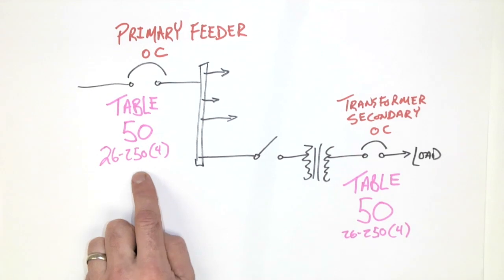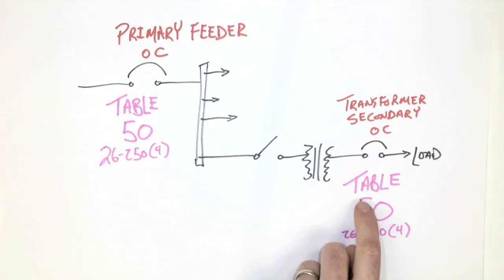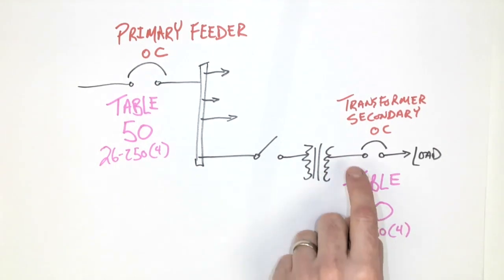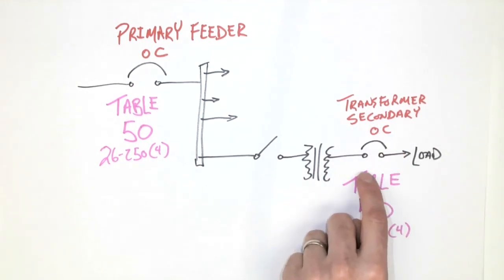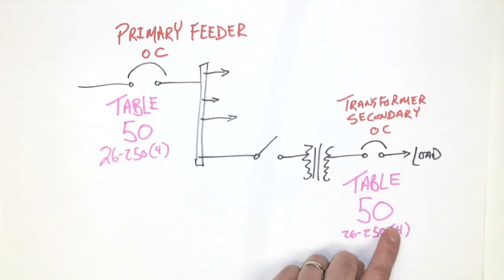And then after it's confirmed that yes, indeed, it is okay to do this, then we have to go back to table 50 and determine the maximum size of secondary overcurrent. So table 50 is used for both of these. Well, let's take a look at an example with this and see if we can figure out how table 50 will be utilized.